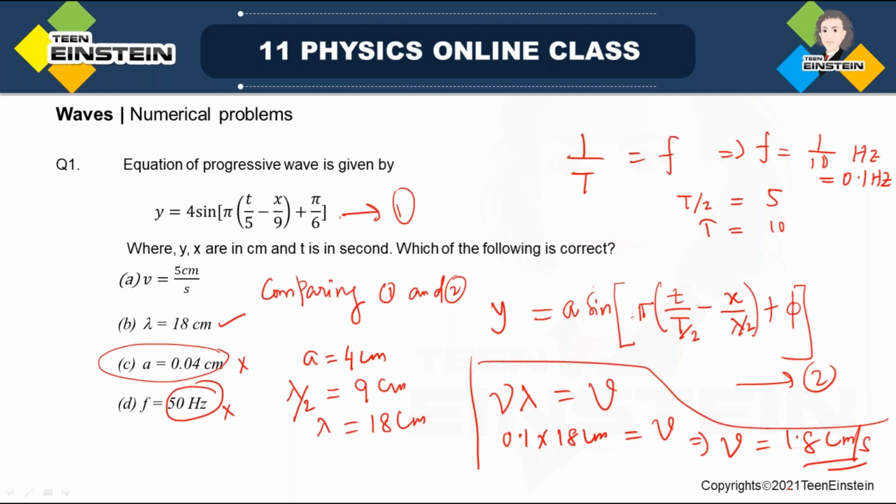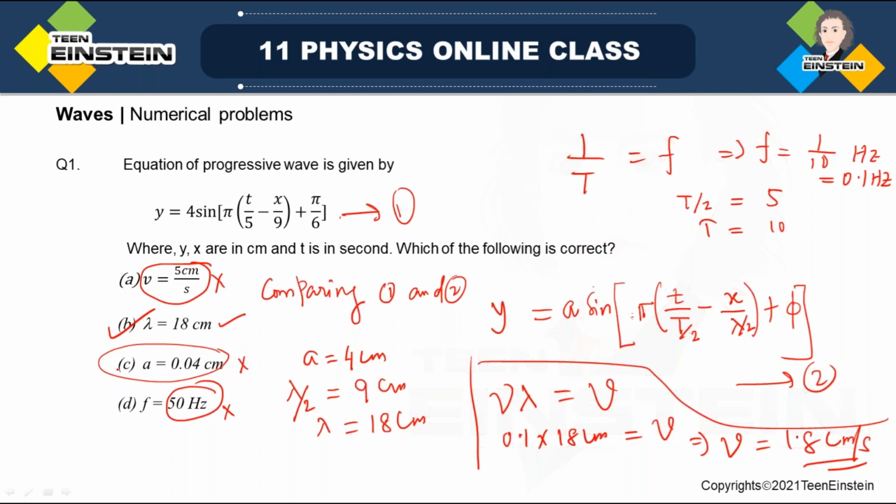But what is there? The velocity is given as 5 centimeter per second, which is not true. So the only correct option is this one. Lambda by 2 is equal to 9, which means lambda is equal to 18 centimeter. So this is also not true. So the correct answer is the option B.